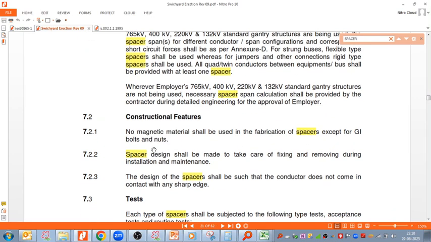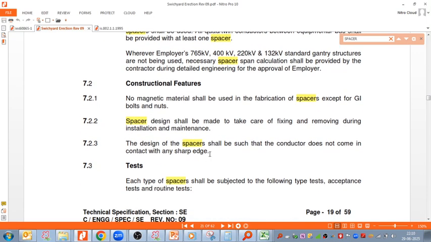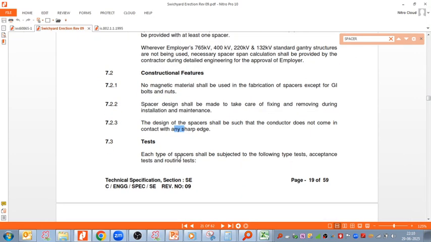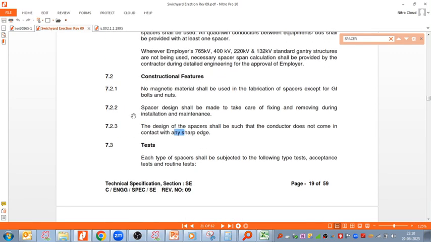Construction: no magnetic material shall be used, except for GI, but care shall be taken for fixing and movement during the installation. So no magnetic metal shall be used in the fabrication of this spacer except for the GI bolts and nuts. So this is about the construction feature of the spacer. Test all those things, so you can refer to this one.